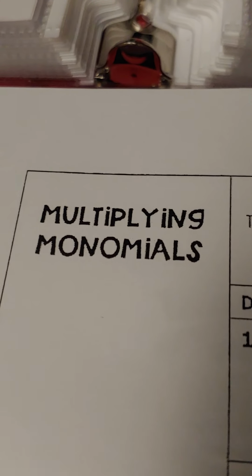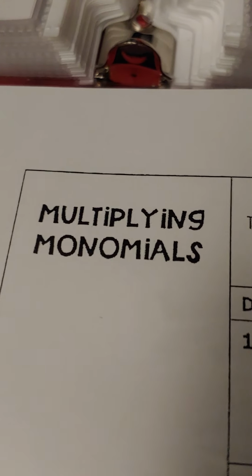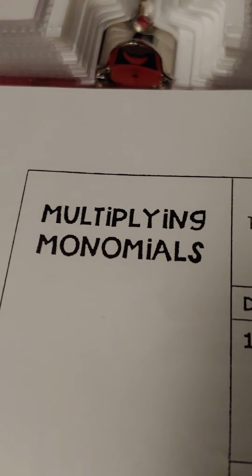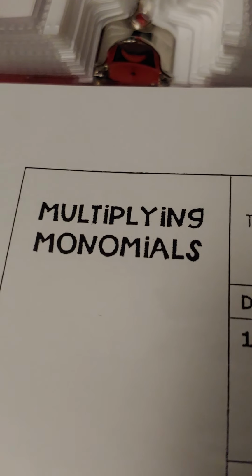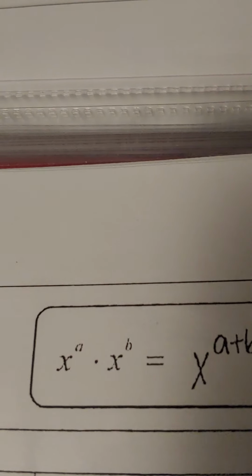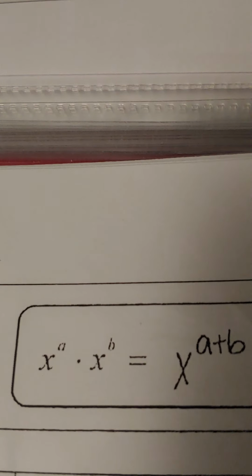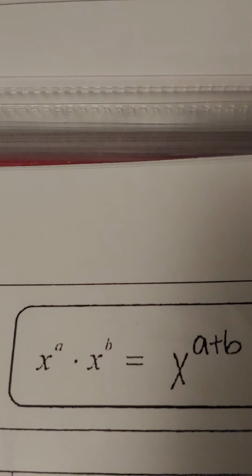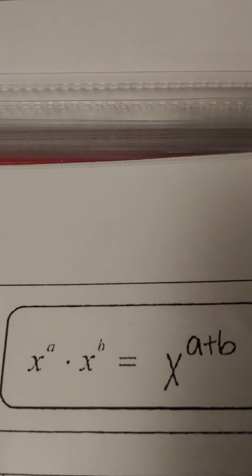We will be dealing with multiplying monomials, okay? To do that, we will be using something called the product rule. And here we go. This is the product rule, and this is actually my product rule: x to the a power times x to the b power equals x to the power a plus b.